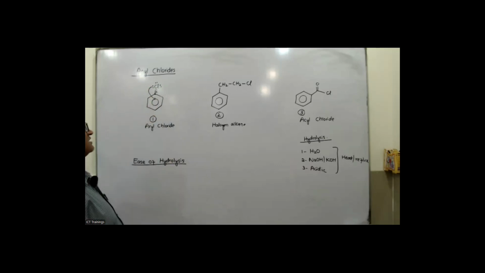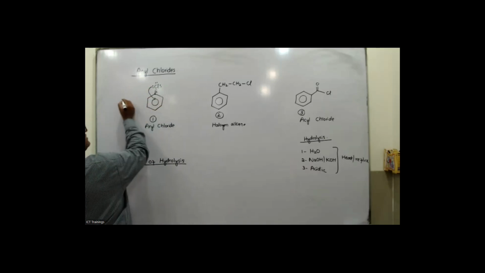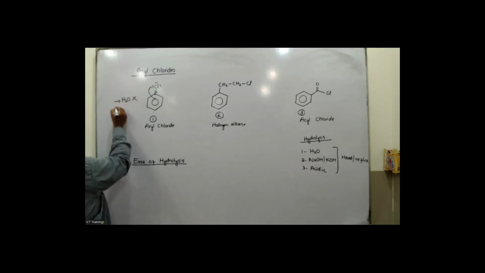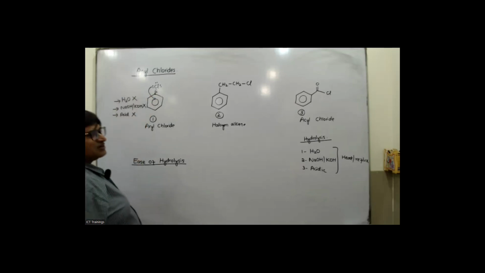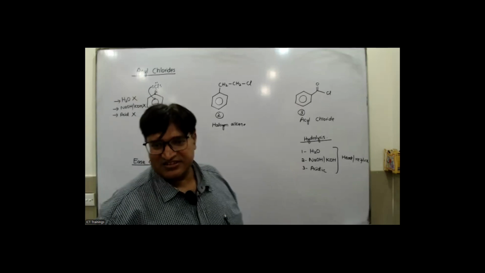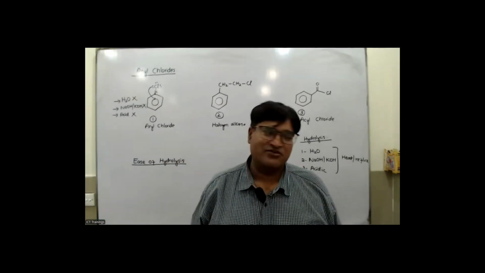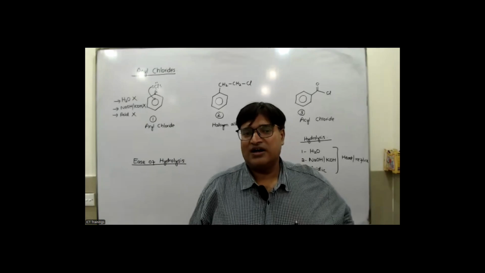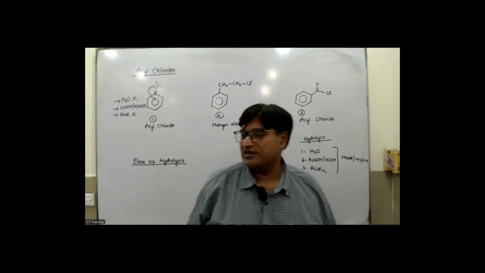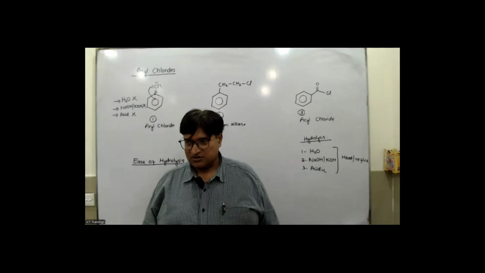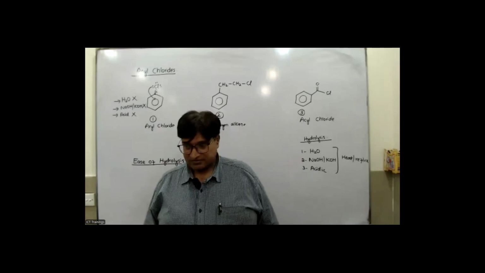So this chlorine with the benzene group cannot be hydrolyzed by water. You cannot hydrolyze it with sodium hydroxide or potassium hydroxide, and you cannot hydrolyze it with acid. So it means the chlorine directly attached to the benzene ring cannot be hydrolyzed. You cannot displace the chlorine with the OH group at any cost. Did you get it? Yes, sir.